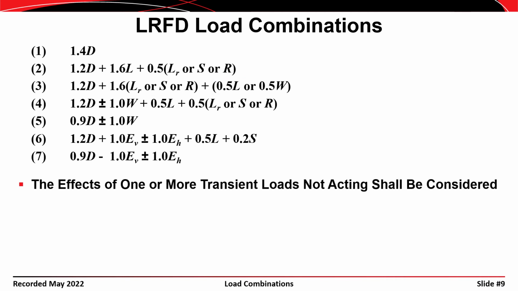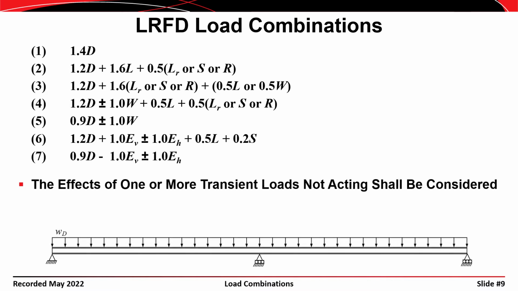Okay, also to be considered is the idea that the effects of one or more of the transient loads not acting shall also be considered. So in some cases, it's more critical if the live load isn't there, or it's more critical if the snow load isn't there. So let's take this 2-span beam, for example. We have a uniformly distributed dead load, and that's going to lead to the case where we have a positive moment in the main spans and negative moment over the center support.